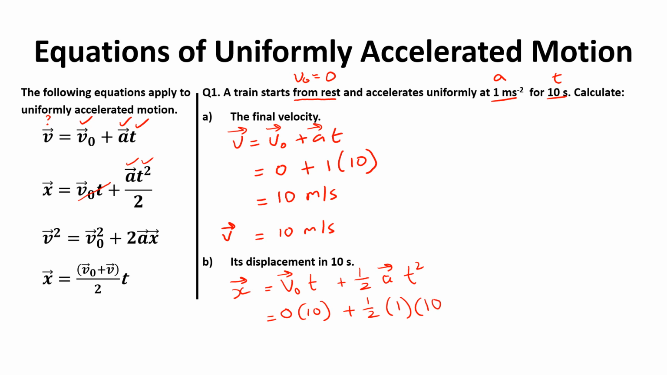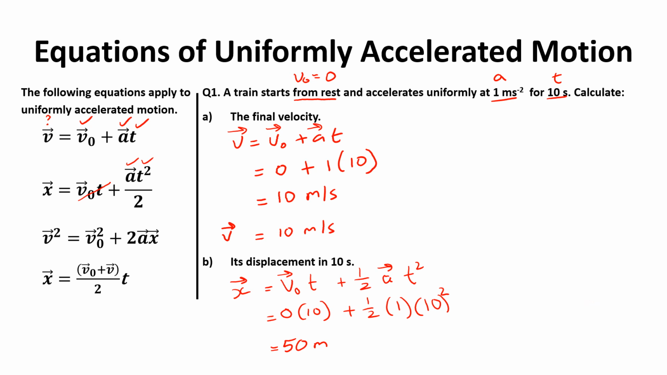So we have here 10 squared. 10 squared is equal to 100. 100 times a half is equal to 50 meters. Again, if the train moved to the right 50 meters, then the displacement would be to the right. But in this case, we don't know the direction of motion, so we can just leave it like this.